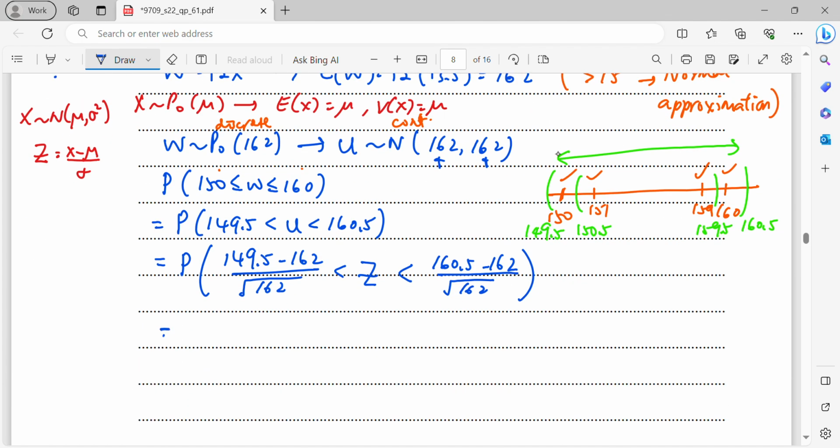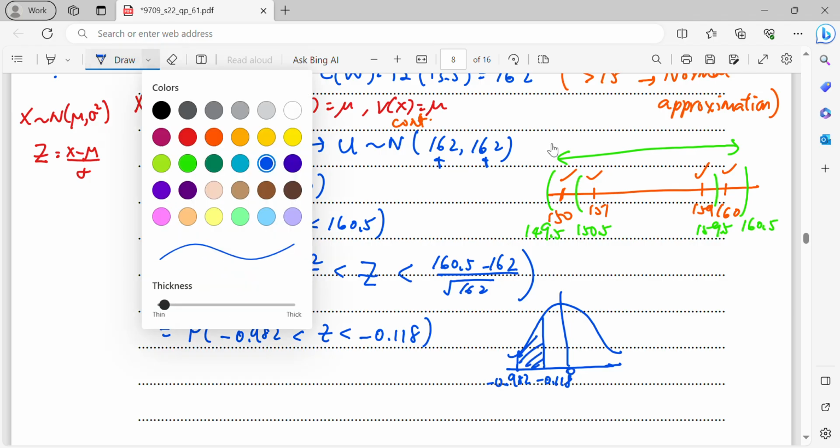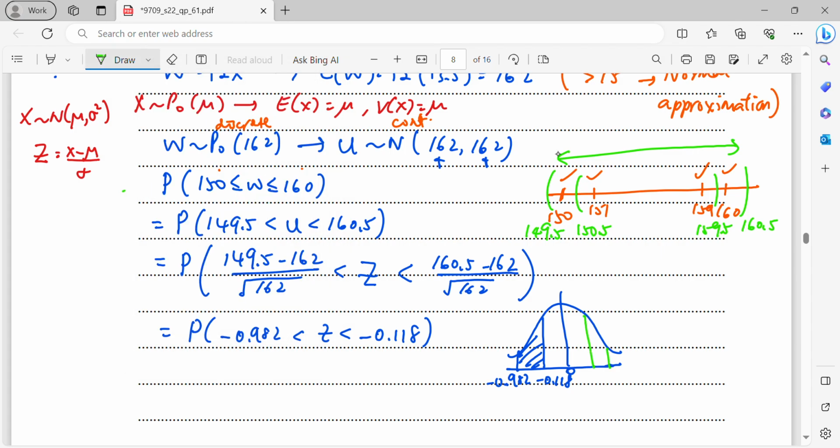So now I will count the values. It will be negative 0.982 and the other value is negative 0.118. So both negative, therefore I need to sketch a graph. Let's say you are getting negative 0.118 and negative 0.982. This is your region. The middle is 0. Now, since both negative, what we need to do is just flip. Okay, so once you flip, this is 0.982, and then the first one is going to be 0.118. So your region is the green color.